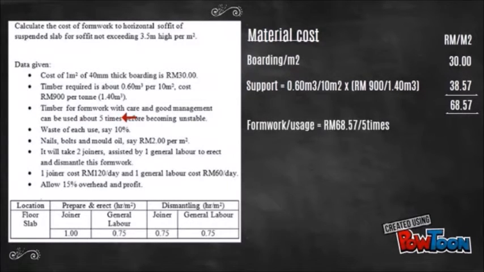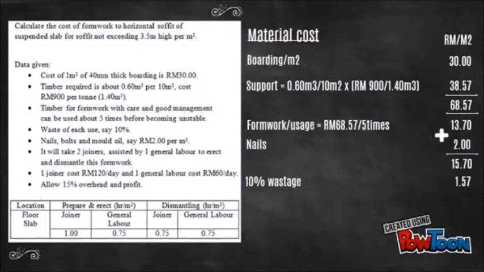Since the question had mentioned the timber can use for 5 times, so it divides by 5 and gives 13.70 ringgit. Nails, bolts and mold oil is RM 2 per meter square. We sum up this to get a subtotal of RM 15.70. The question also allows for 10% wastage, so we get 10% from the 15.70 ringgit and get 1.57 ringgit. Finally, subtotal add the wastage, we get the cost of material per meter square is 17.27 ringgit.